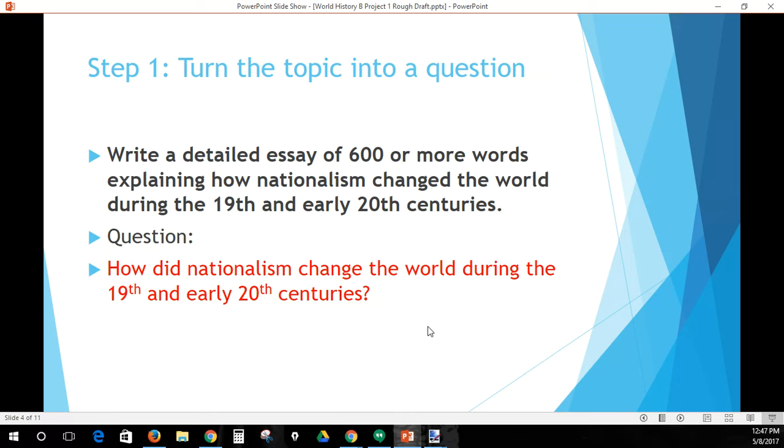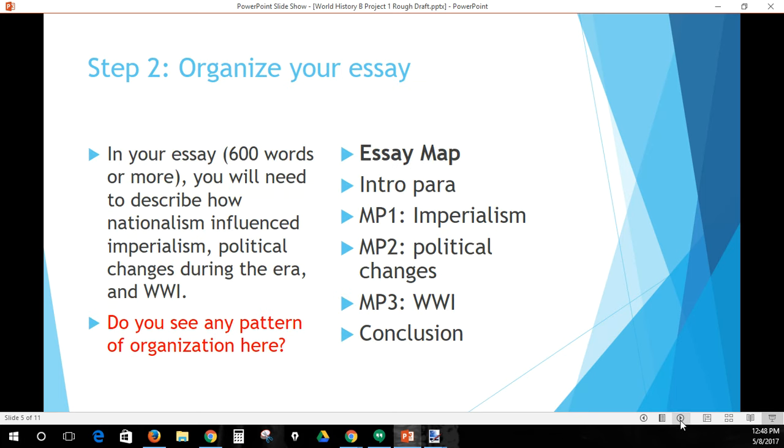So the reason you turn the topic into a question with a question mark is because it clarifies what you're writing about, and also it gives you an idea of what to put for your thesis statement. Your thesis statement, which goes at the end of the intro paragraph, needs to give an answer to this question. It needs to say nationalism changed the world during this time by, and suggest something. Okay, now let's move forward.